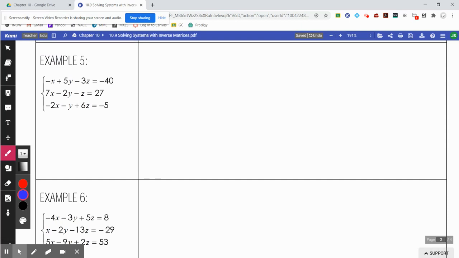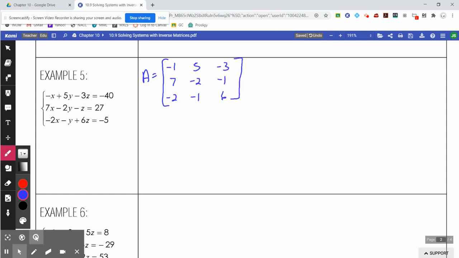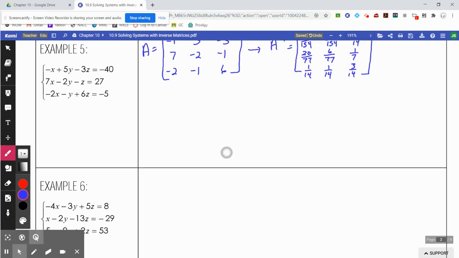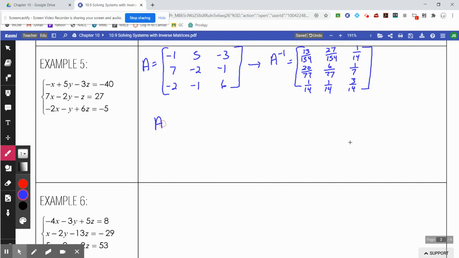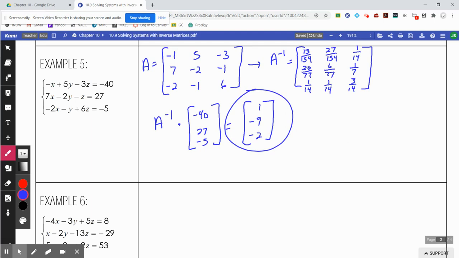Example number 5, the exact same thing. Take your coefficient matrix, A, we'll call it, which is going to be this. We are now going to find the inverse of our coefficient matrix, and you're going to get this. Next up, we're going to take that inverse matrix. I'm not going to copy it down again. You're going to multiply it by your constant matrix, which is negative 4, 27, negative 5. And when you do, that's going to give you your solution, which is 1, negative 9, and negative 2. And that's your X, Y, and Z.